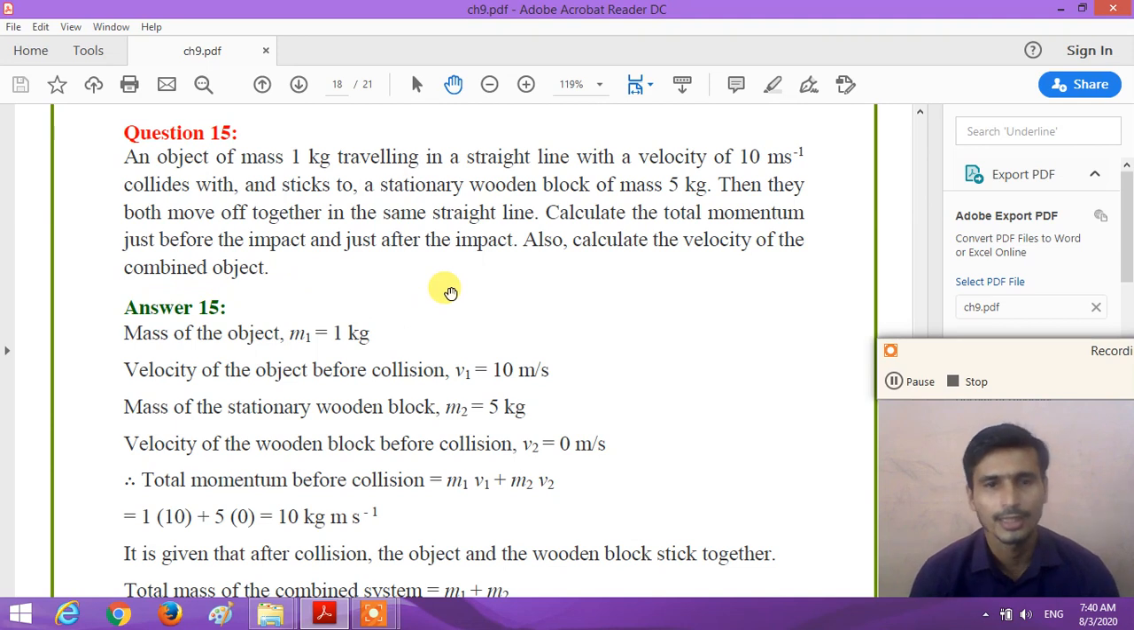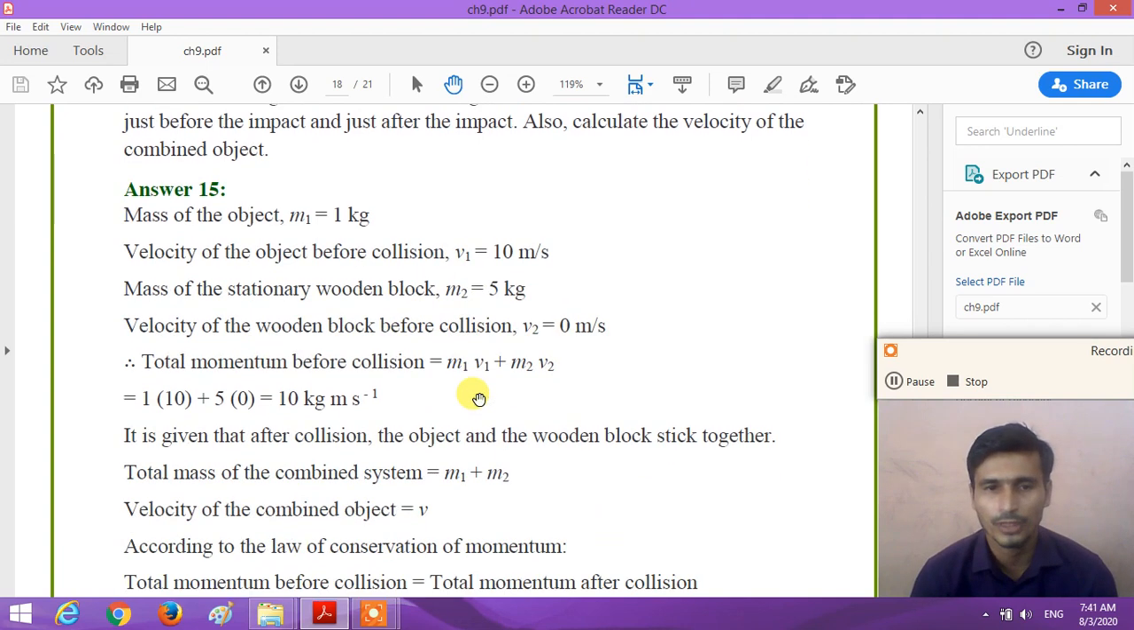So dear student, here we use the law of conservation of momentum. The total momentum before the collision and the total momentum after the collision are the same. But how can we calculate the total momentum just before and just after the collision? First of all, the mass of the first object, m1, is 1 kg. The velocity of the object before the collision, v1, is 10 meter per second. The mass of the stationary wooden block, m2, is 5 kg. Since the wooden block is stationary, its velocity before the collision, v2, is 0.